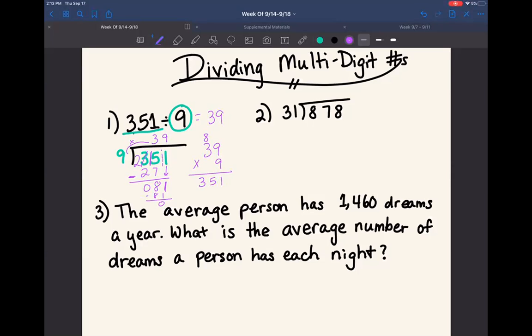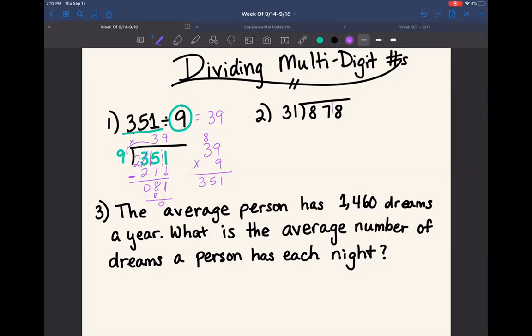This one looks a little more complicated because instead of just one number outside of the house, I now have 2. I have 31. I don't expect you to know your 31 times tables; it's a weird number to know. So first I need to see, is anything times 31 going to equal 8? Yes or no? No. Nothing times 31 will equal 8.